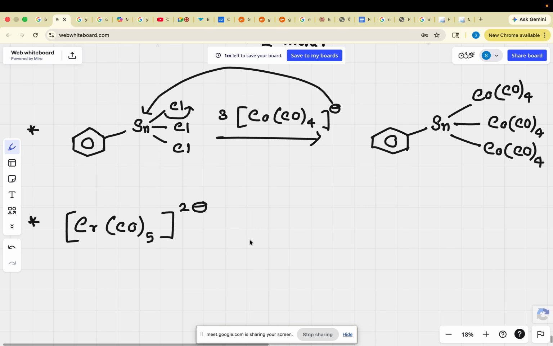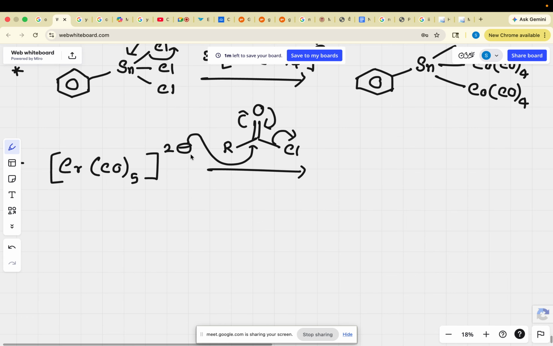Okay, suppose you have this chromium (CO)5 2 minus. Now here I am reacting this thing with RCOCl. So what will you get? Initially you have two negative charges, so it will attack on the carbonyl carbon, it will break, it will come back, and ultimately chlorine is leaving. So out of these two negative charges, one negative is doing this, right?